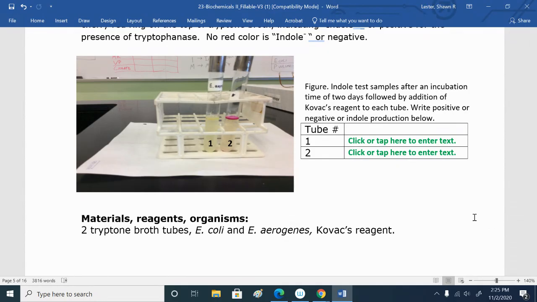So for almost everything except for like catalase, you have to inoculate, incubate, and the next class, you do the test. You add the chemicals or see a color change.